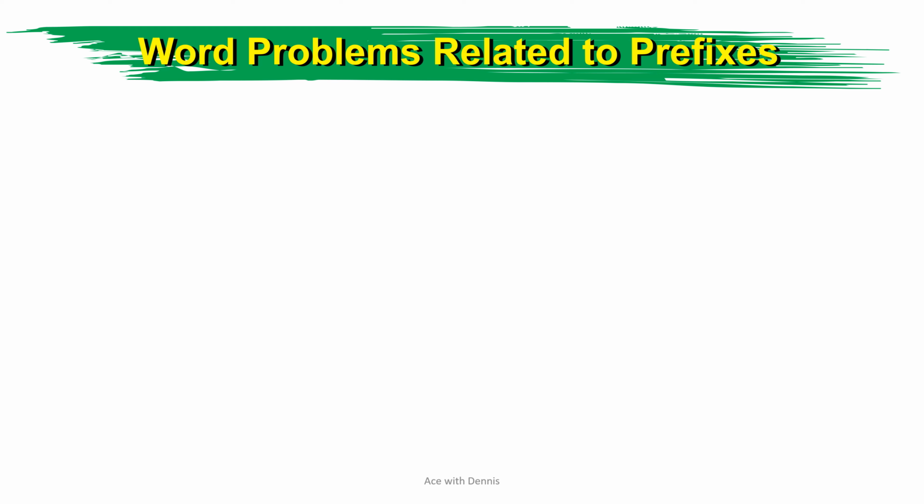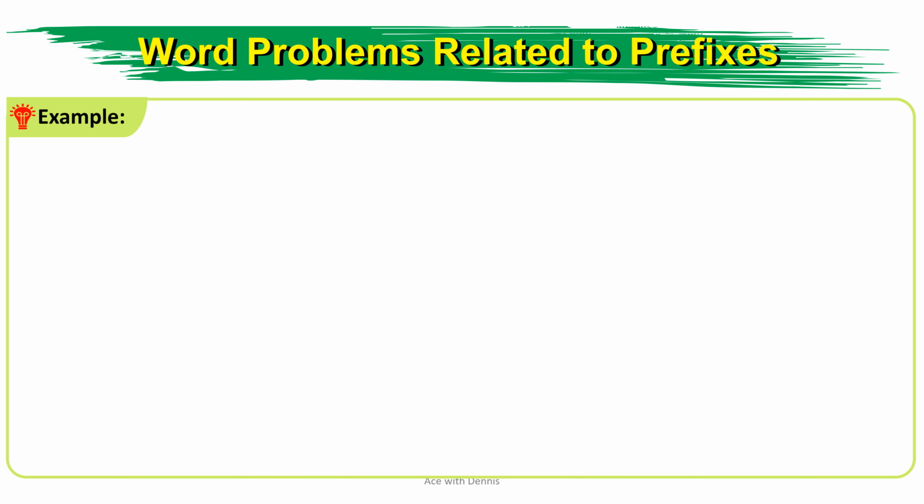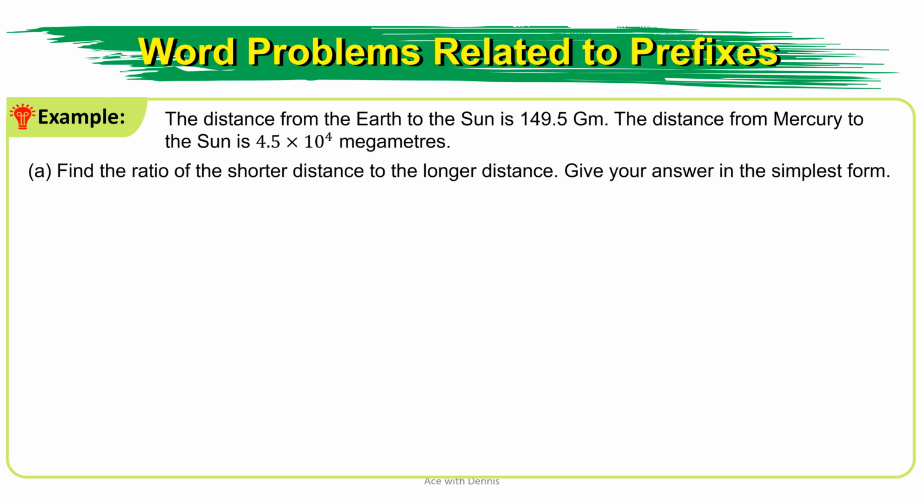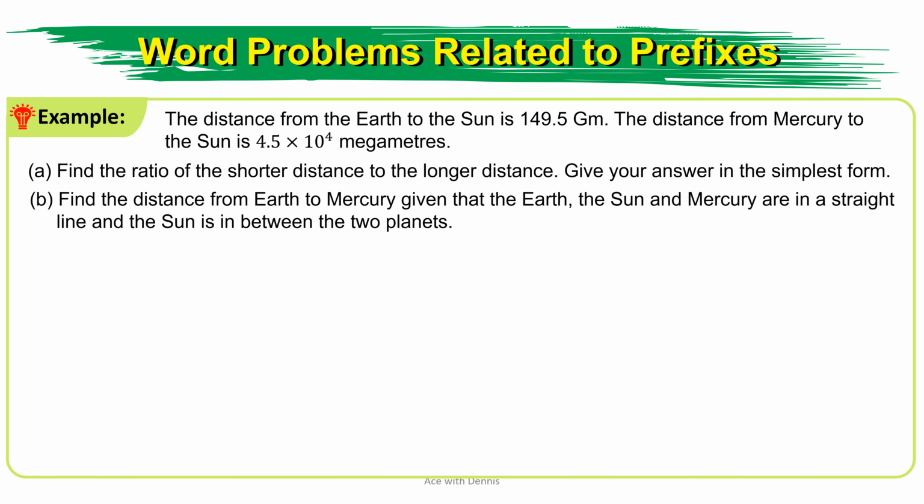Now let's look at the word problem related to prefixes. Here's an example. The distance from the Earth to the Sun is 149.5 gigameters. The distance from Mercury to the Sun is 4.5 times 10 to the power of 4 megameters. A. Find the ratio of the shorter distance to the longer distance. Give your answer in the simplest form. B. Find the distance from Earth to Mercury given that the Earth, the Sun, and Mercury are in a straight line and the Sun is between the two planets.